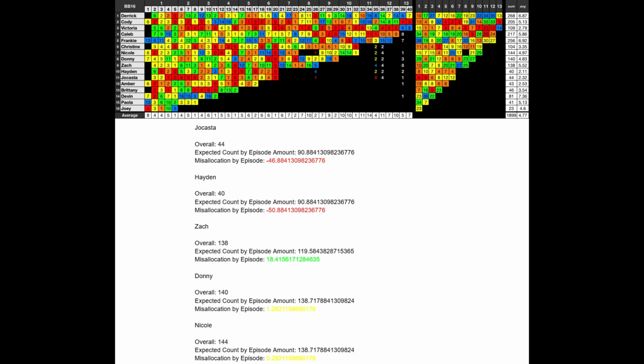Nicole has 144 diary rooms, and her expected count by episode amount is 138.71, the same as Donnie's, because she was away for a week, while her second time she was booted a week after he was, so they were in the same amount of episodes. Anyways, her misallocation by episode amount is 5.28, so she's still in that perfect median.